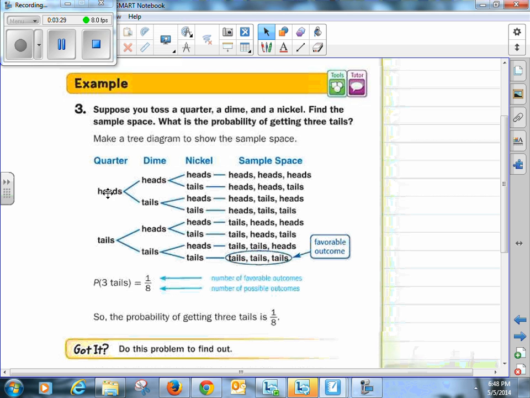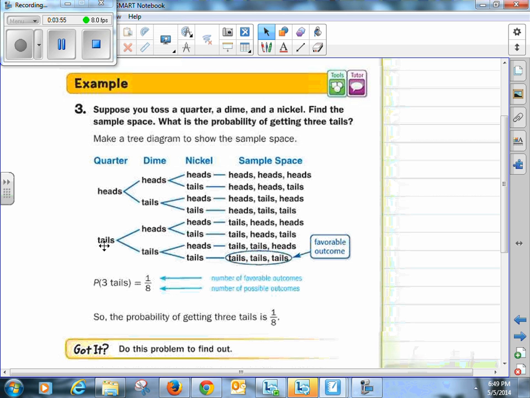Okay, so we flip the quarter. We get a heads or a tails. We flip the dime, heads, tails, or heads, tails. And then we flip the nickel, heads, tails, heads, tails, heads, tails, heads, tails. So now we have our sample space. We have heads, heads, heads, heads, heads, tails, heads, tails, heads, heads, tails, tails.